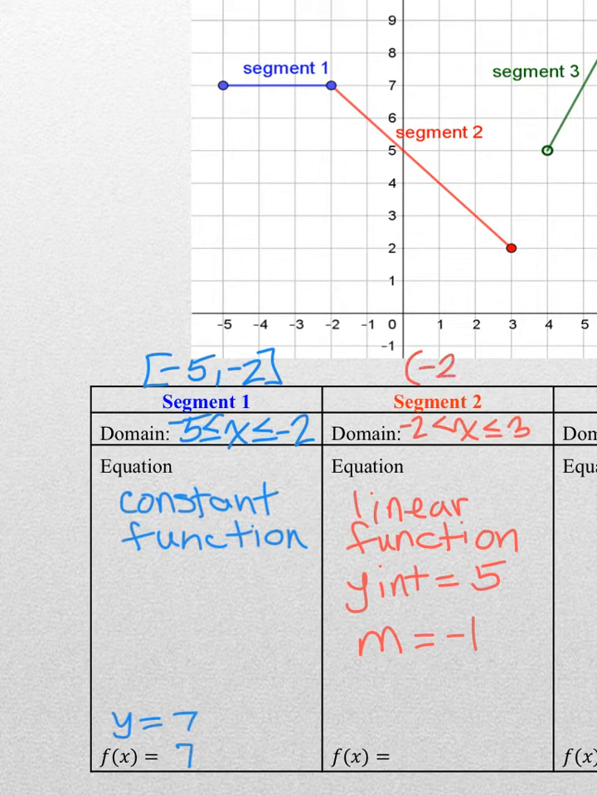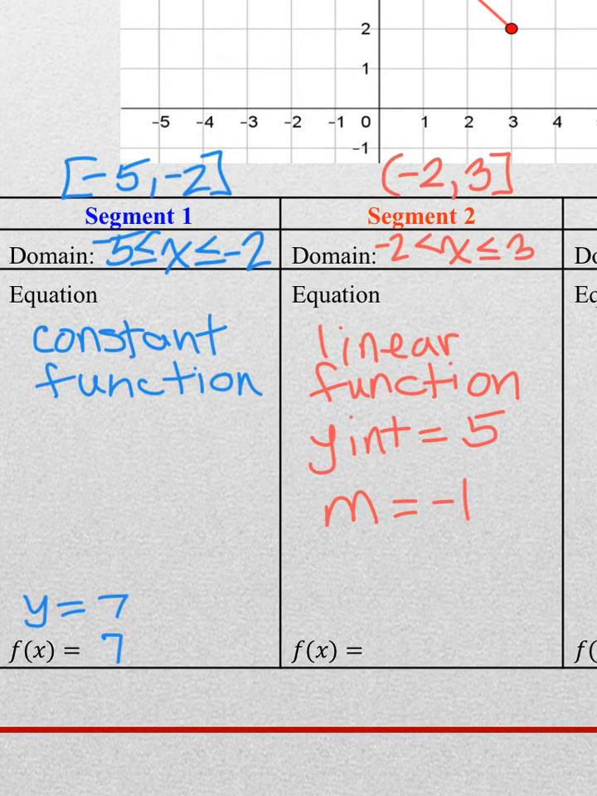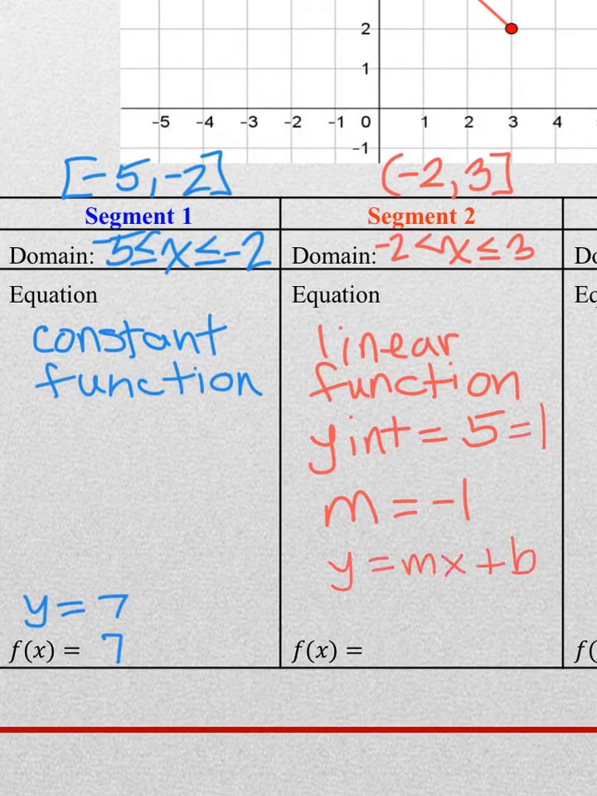At x equals -2, we're not going to touch that because it's over in segment 1. But we can touch the +3, so I'm going to put that with brackets. Okay, so to finish up then, we're going to write its equation, and as we know, a linear function is y equals mx plus b, and the y-intercept is b. So we've got f of x equals negative 1x, or I'm just going to put negative x plus 5, or you can just as easily write that in two-variable form.